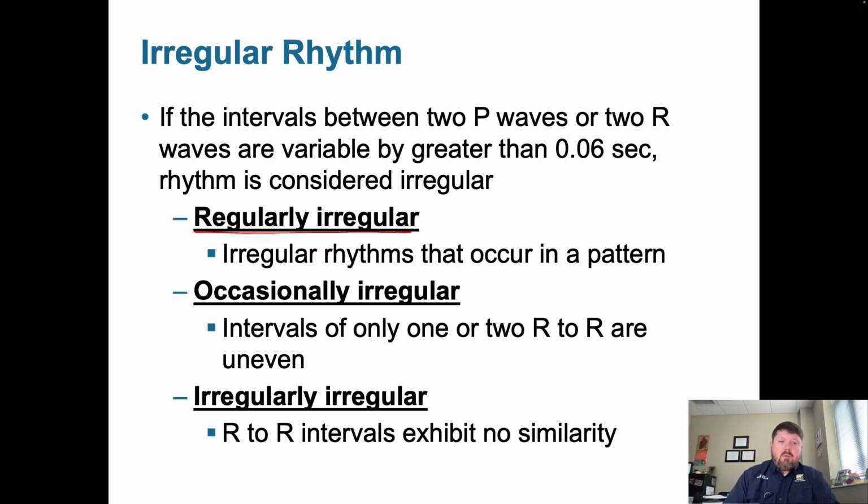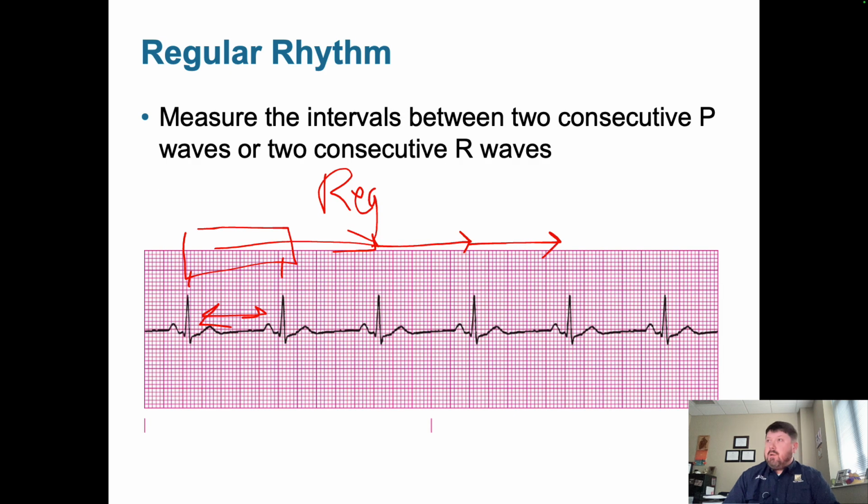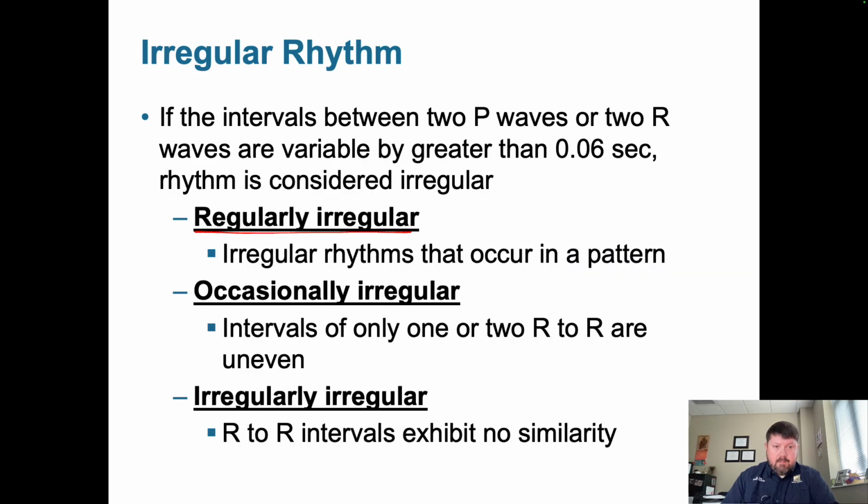Now, of note, one important thing to remember with your regularity as well, if the intervals vary by less than 0.06 seconds or 1.5 small boxes on either side, then we can still say that this rhythm is regular.